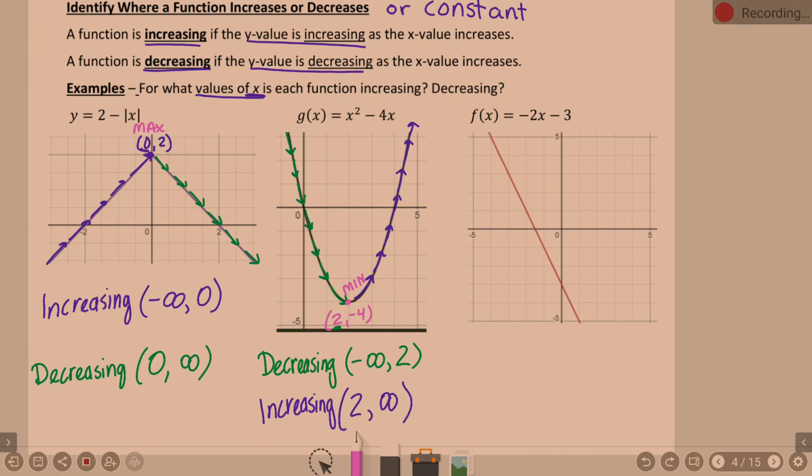What about our third graph here? What's it start off doing? Decreasing. Can we agree? Because we're going to start at the left, and the first thing I'm going to do is start from the top, and it's decreasing. How long is it decreasing? Does it ever stop decreasing? No.